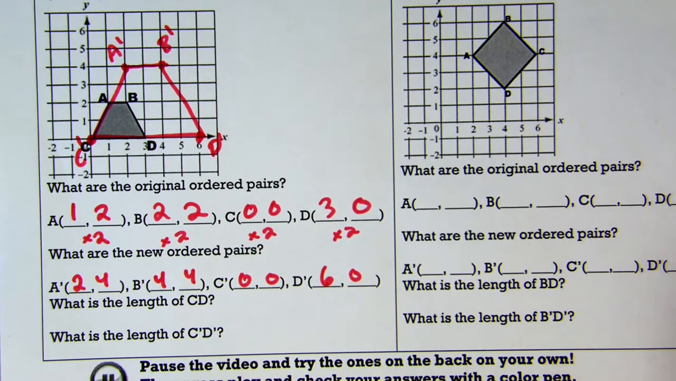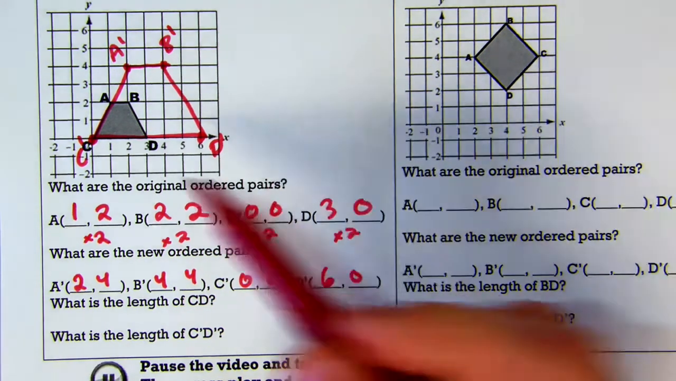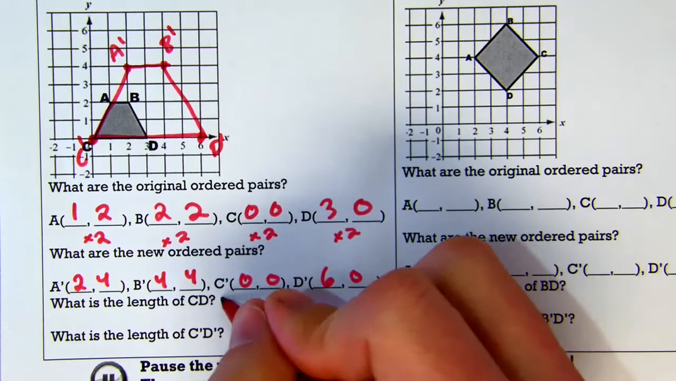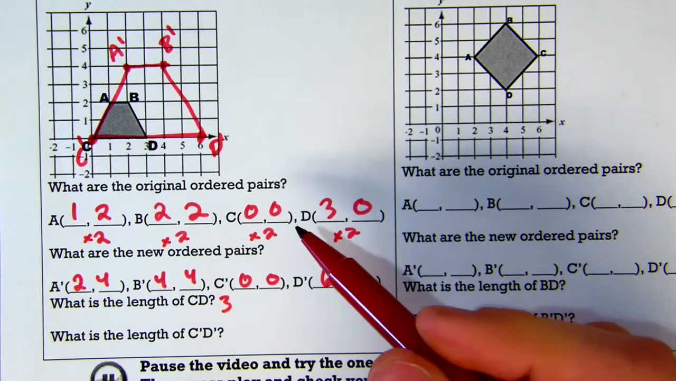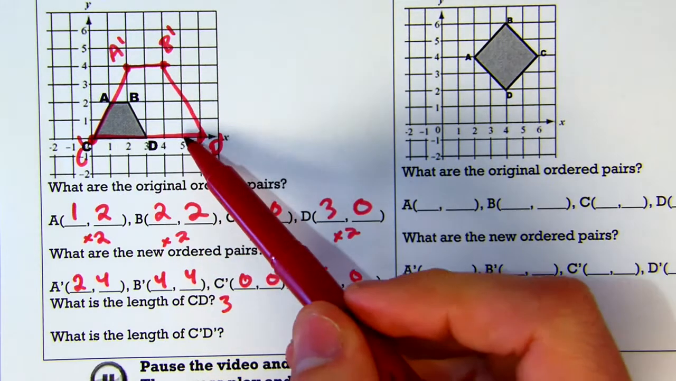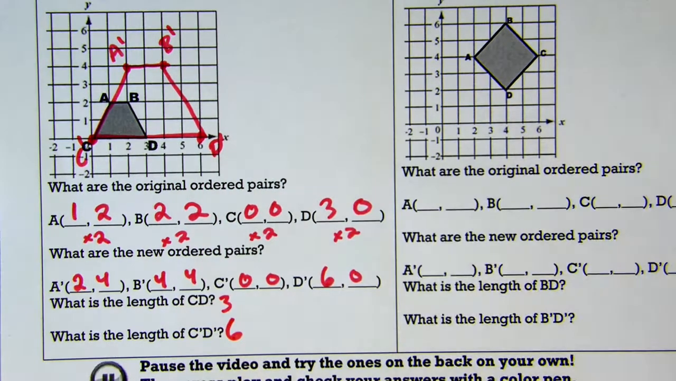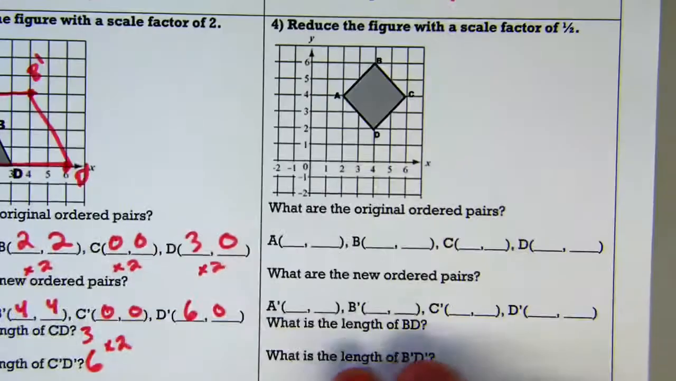So let's go ahead and use the length of CD. The original length of CD was 1, 2, 3. And then my length of C prime, D prime, if I look at my graph here, goes from 0 to 6, so it is a length of 6. And yes, that does have a scale factor of times 2. All right, let's look at number 4.